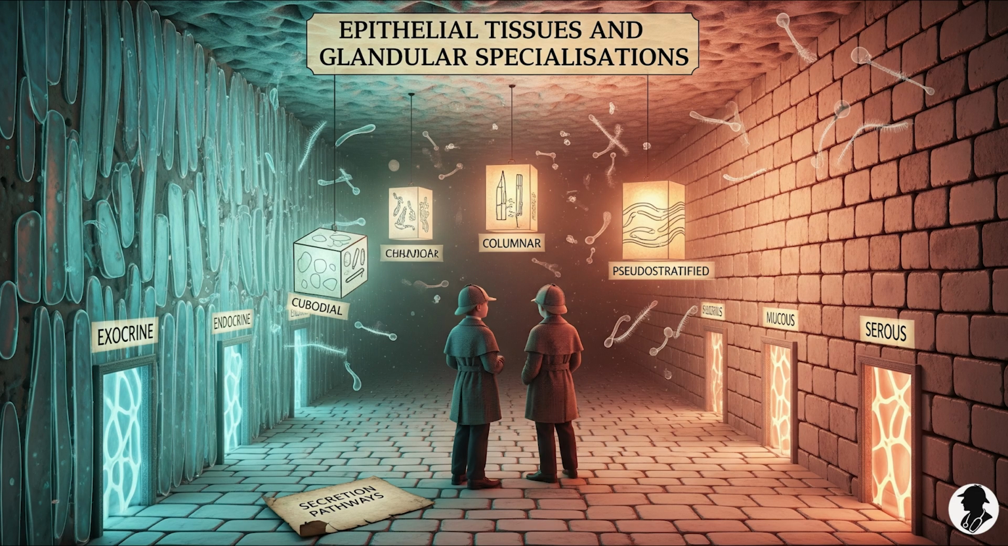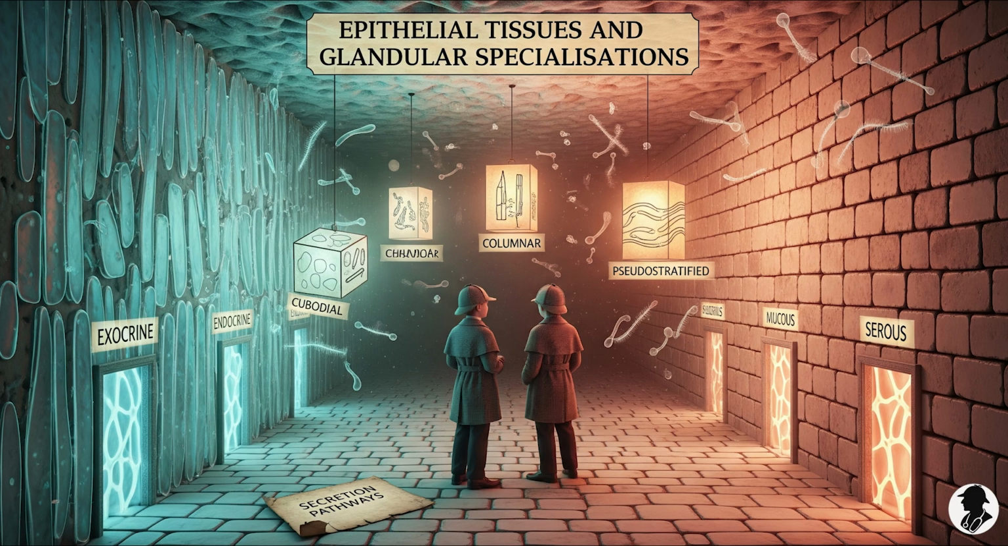Protection, multi-layered. Simple columnar, tall cells. Great for busy jobs, secretion, absorption, lining most of your GI tract, stomach, intestines. Call them busy. Simple cuboidal. Square cells, often found in ducts, small glands, kidney tubules, good for secretion, absorption, transport, like in pancreatic ducts and thyroid follicles. Square for ducts and tubes.